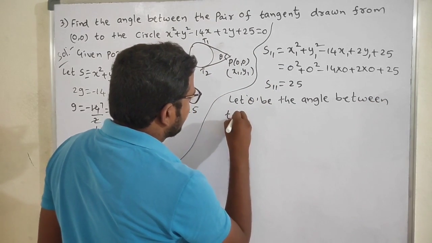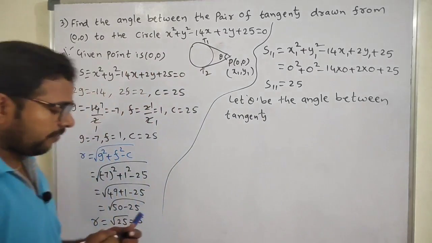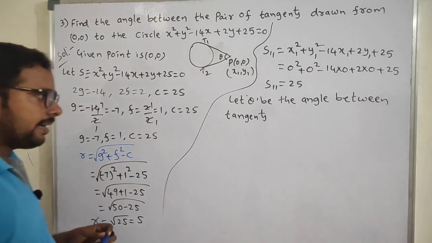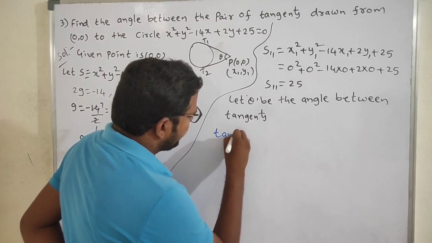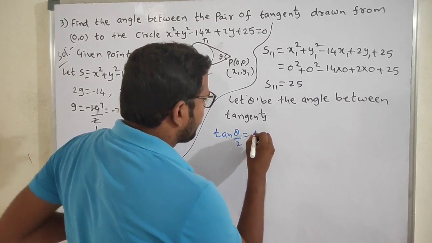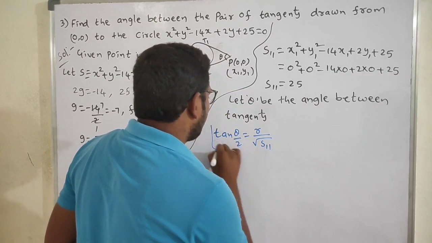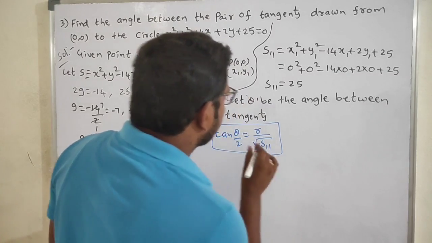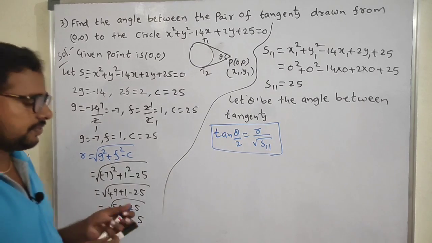Let theta be the angle between tangents. Okay na? What is the tan theta formula? Tan theta by 2 is equals to r by root over S11. Angle between two tangents అంటే formula ఇది. Tan theta by 2 is equals to r by root over S11.